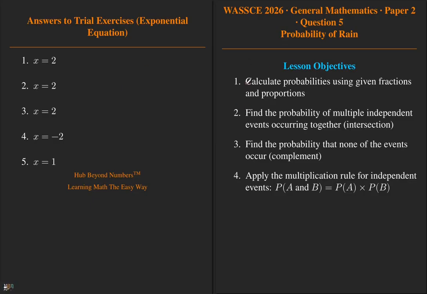By the end of this lesson, you should be able to calculate probabilities using given fractions and proportions. Be able to find the probability of multiple independent events occurring together. Be able to find the probability that none of the events occur. And finally, you should be able to apply the multiplication rule for independent events. Without much ado, let's quickly look into it.